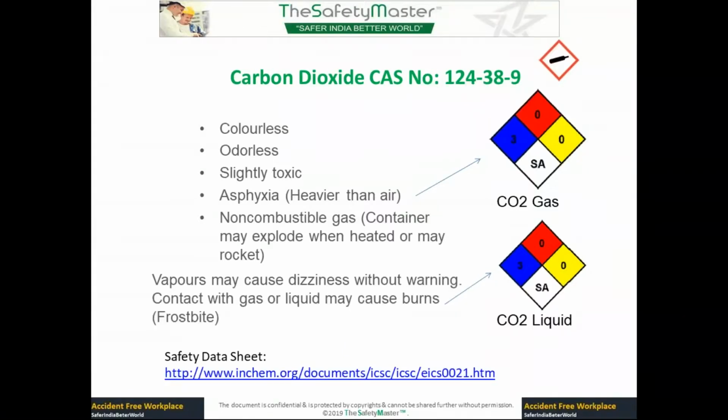And carbon dioxide is the same health hazard both in terms of gas as well as liquid, but there is one more issue here: it is slightly toxic. Okay, it is slightly toxic. So that is one of the hazards here.